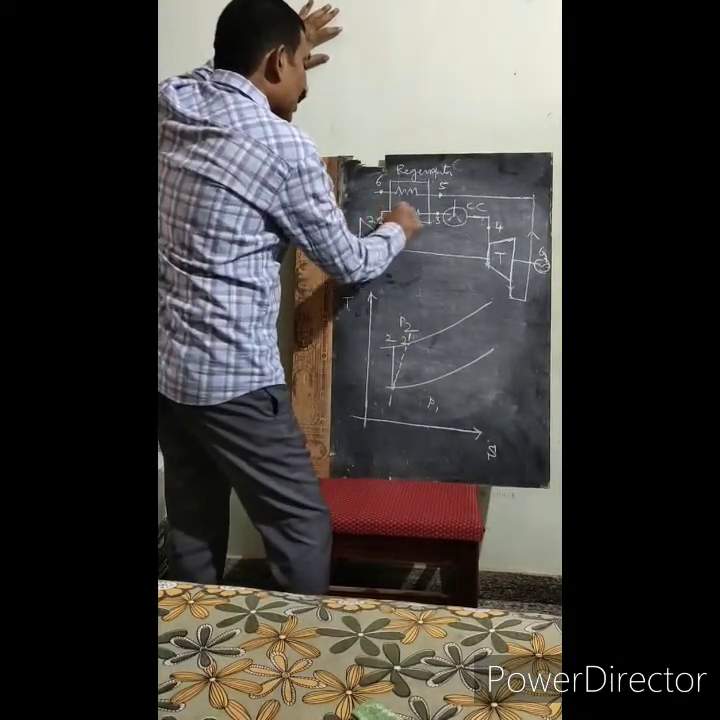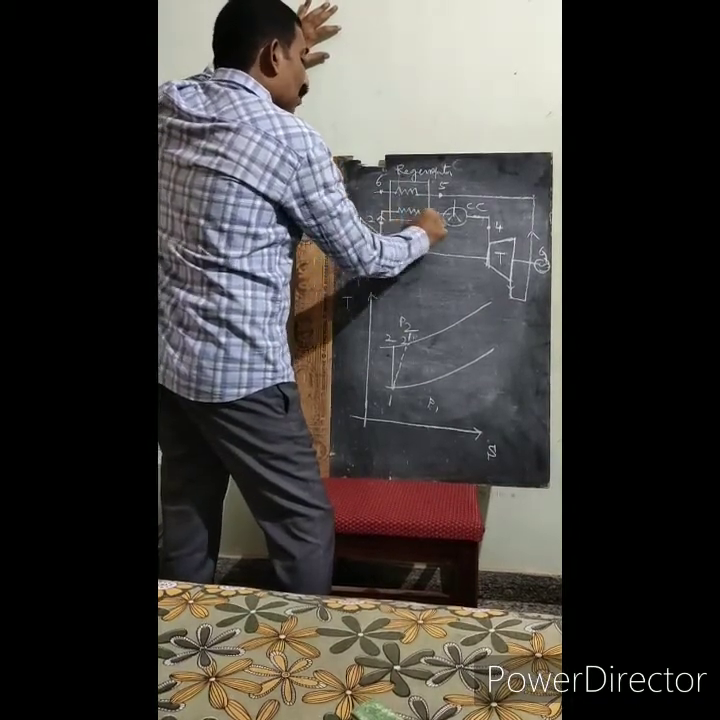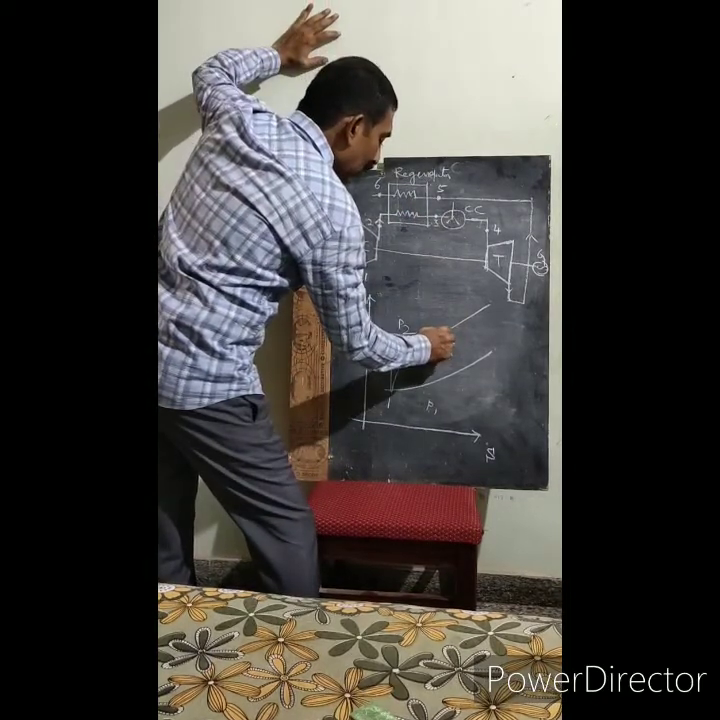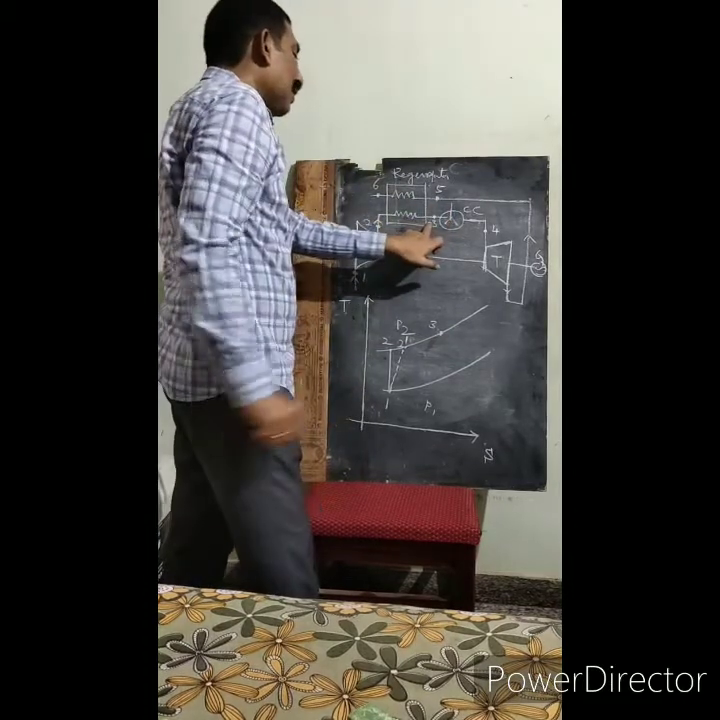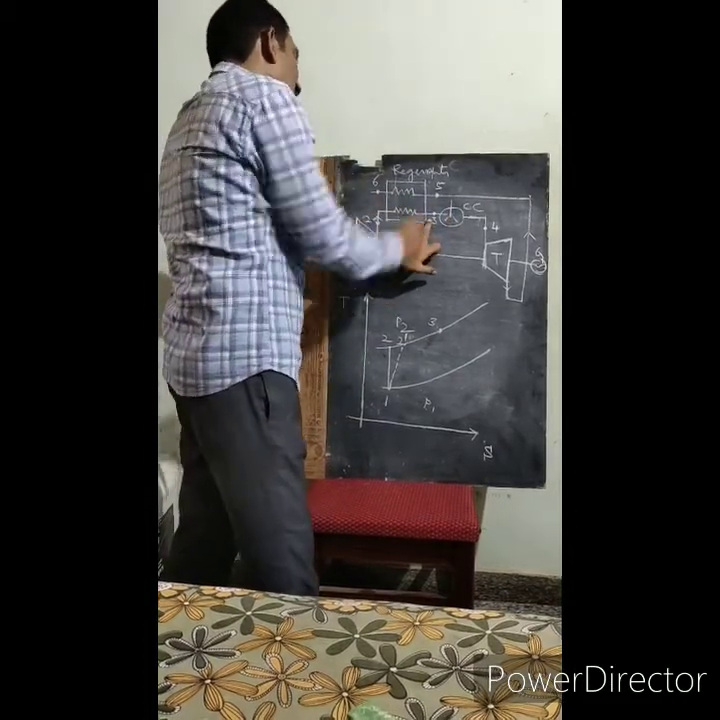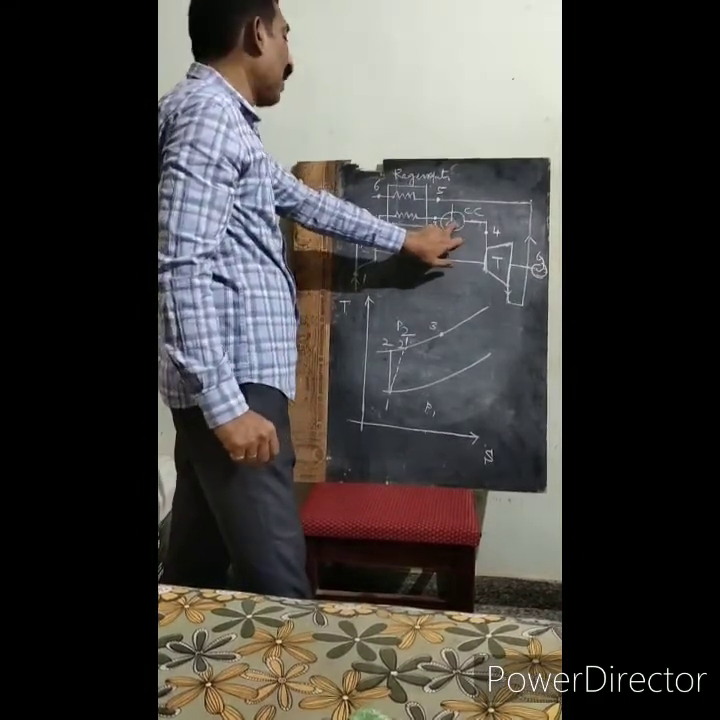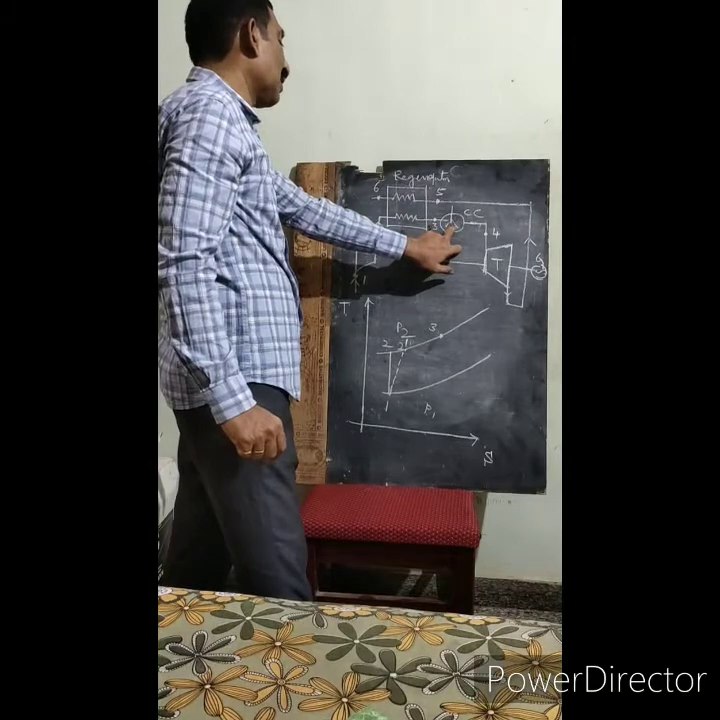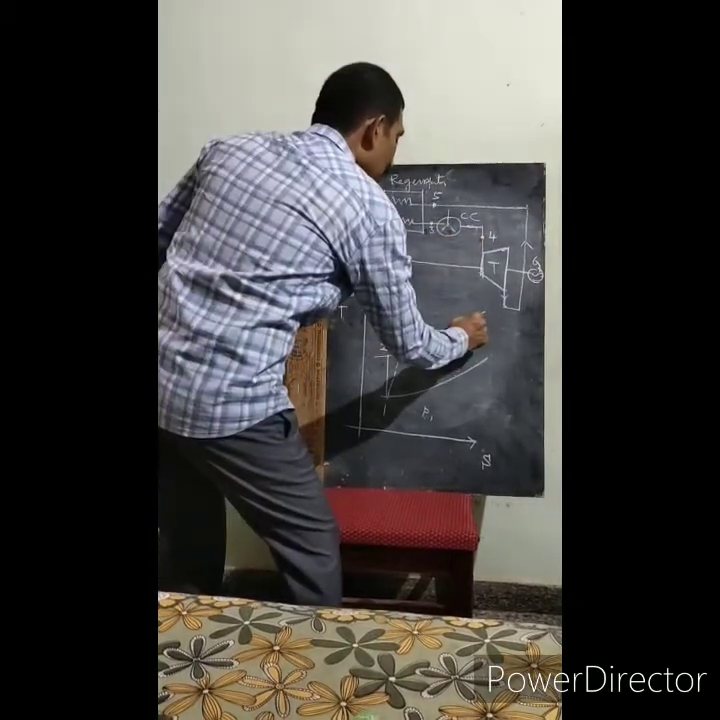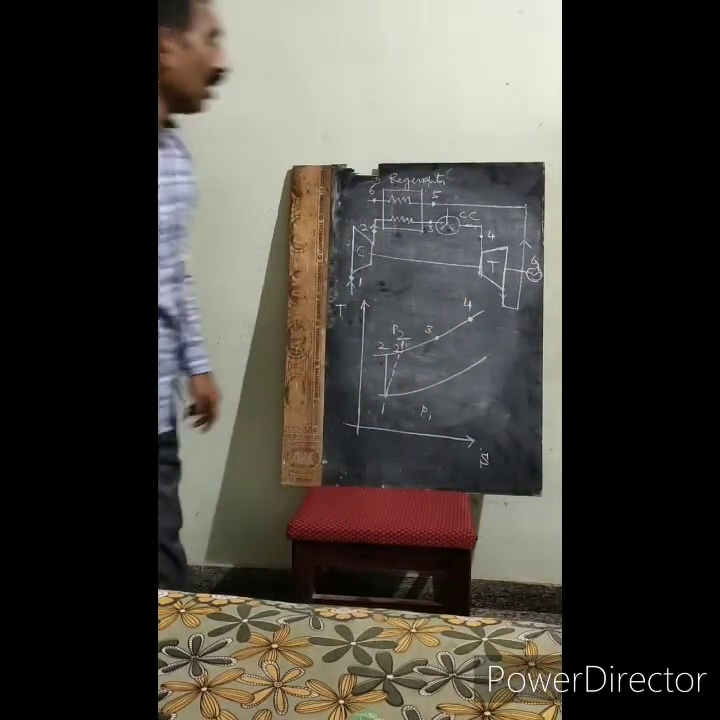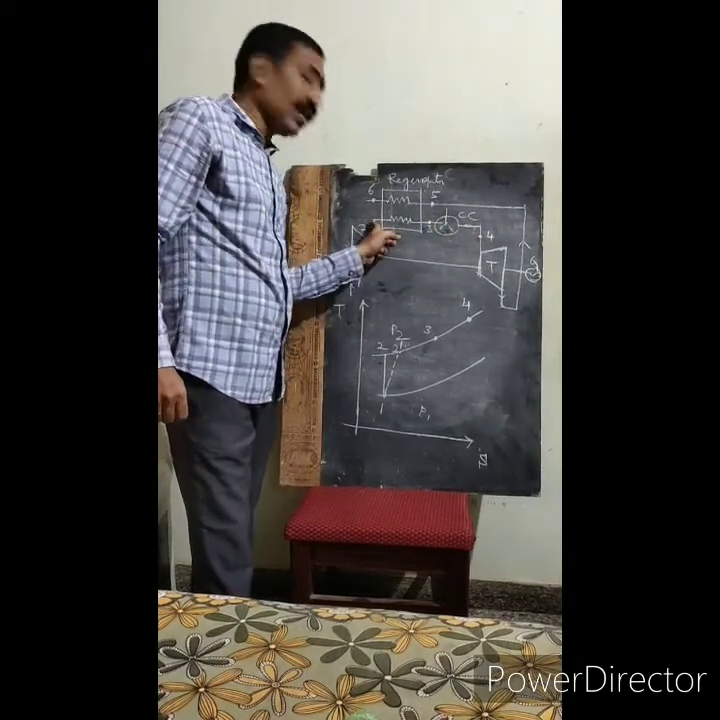So at 2 dash, it enters the regenerator where it's preheated so that its temperature will be increased to T3. At temperature T3 and constant pressure, that is P3 equal to P2, it goes to the combustion chamber where the fuel will be added and combustion takes place, so that its temperature will be increased at constant pressure to the temperature T4, at pressure P4, that is equal to P3, that is equal to P2.